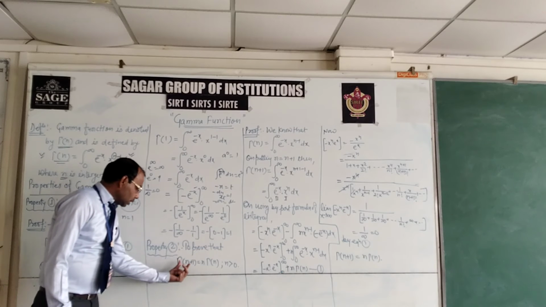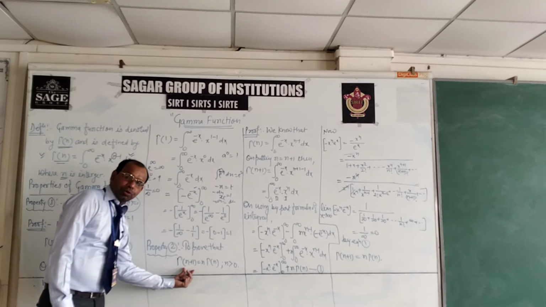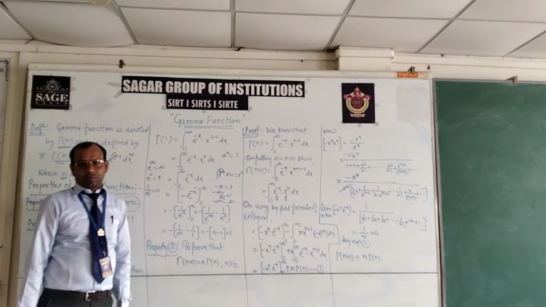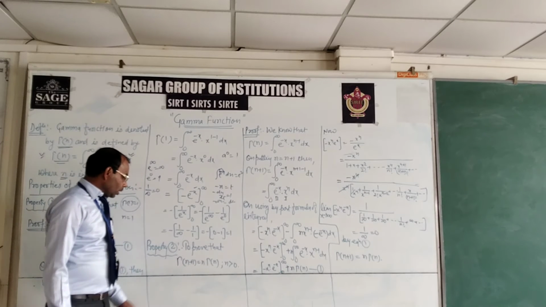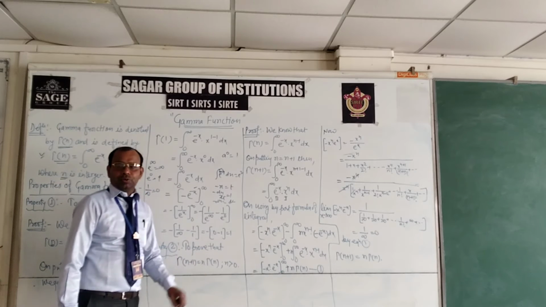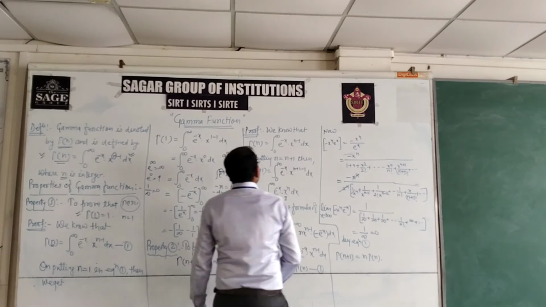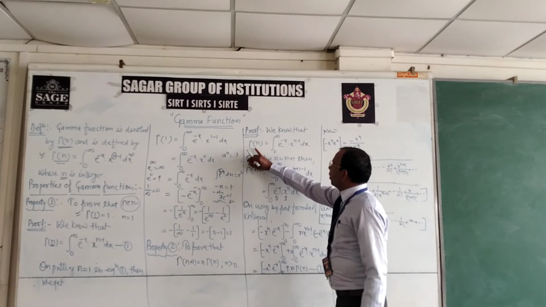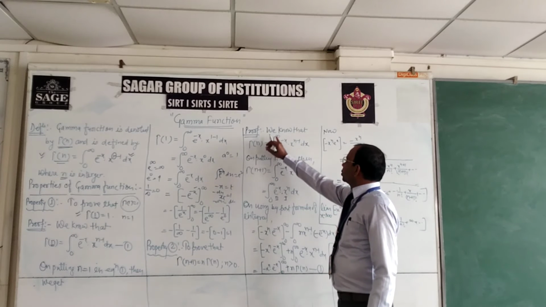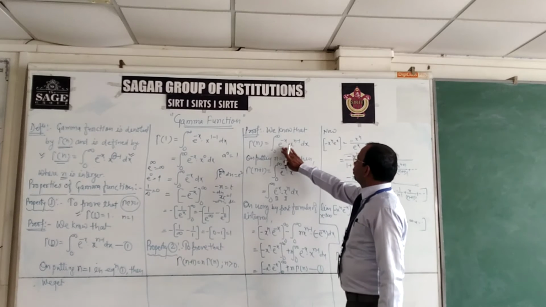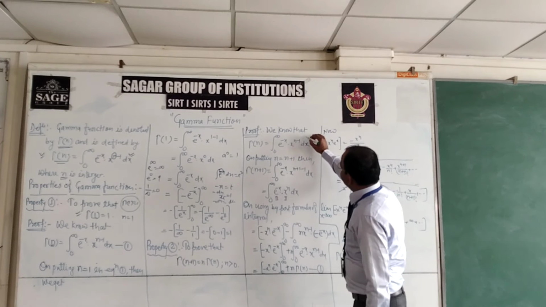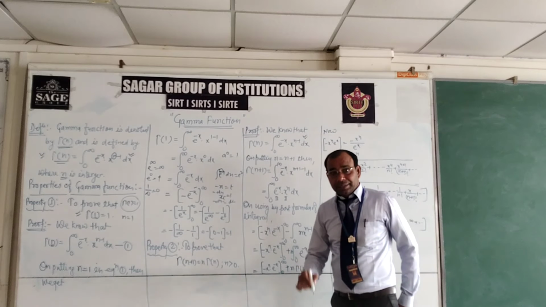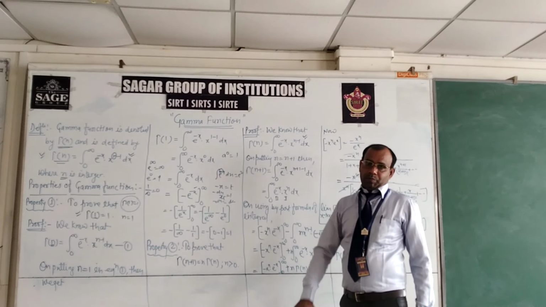The second property is to prove that gamma n plus 1 is equal to n gamma n. This is the second property, a very important property: gamma n plus 1 equal to n gamma n. Here we have gamma n is equal to the integral from 0 to infinity of e to the power minus x, x to the power n minus 1 dx. This is the important term for properties and numericals.